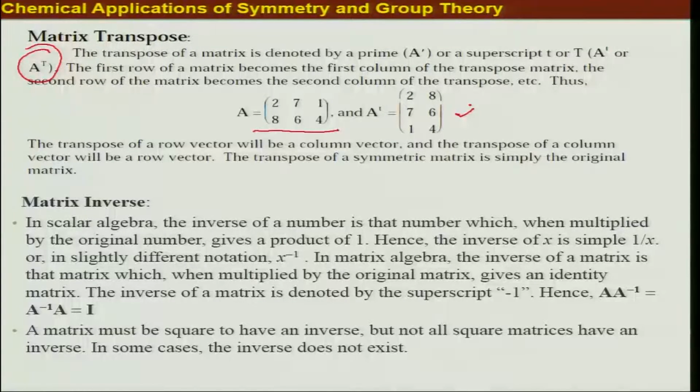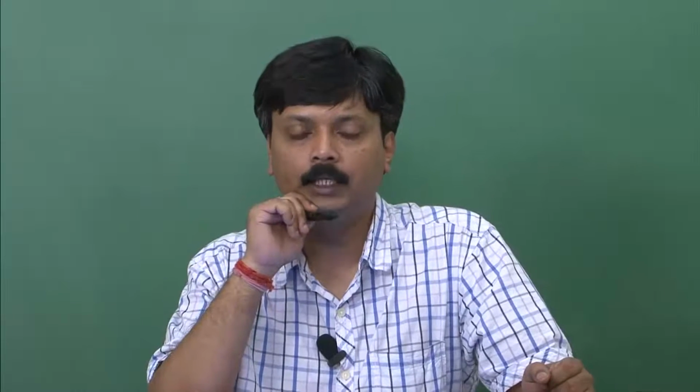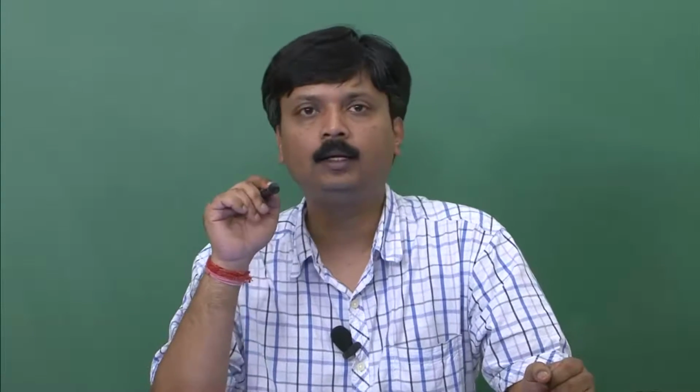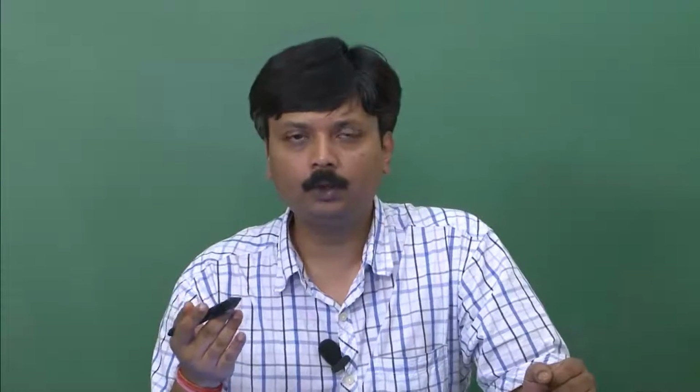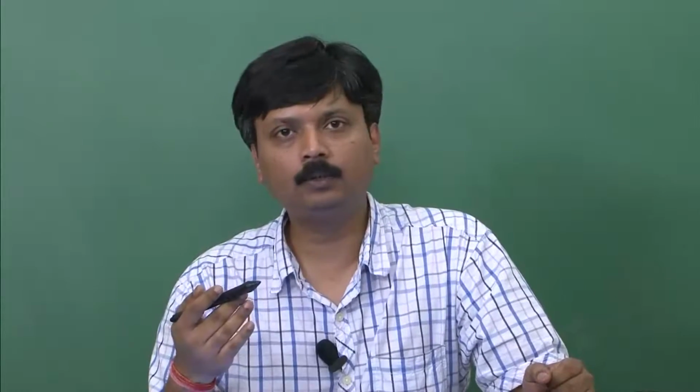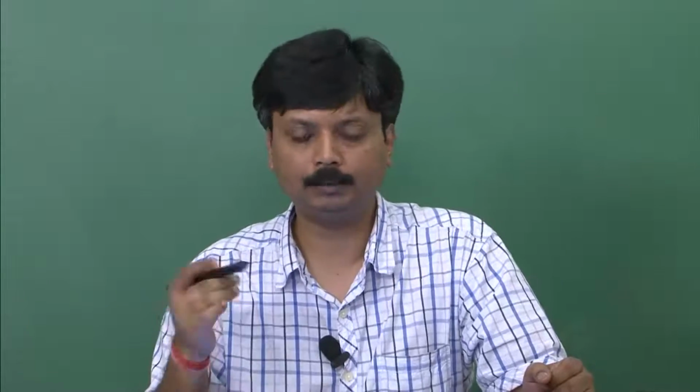The transpose of a symmetric matrix is simply the original matrix. So, in a symmetric matrix we found that Rij equals Rji, if Rij and Rji are the elements of the matrix. So, in that case, if you just take the transpose, you are not going to get something new. For a symmetric matrix, the transpose will return you the same matrix.